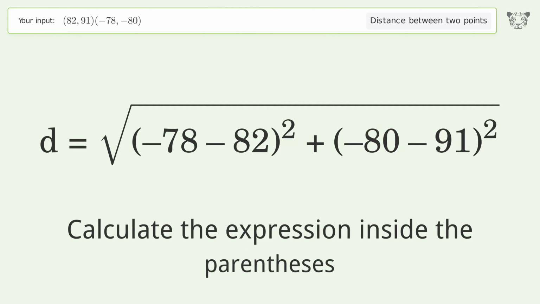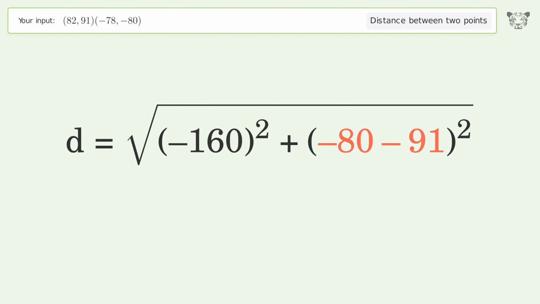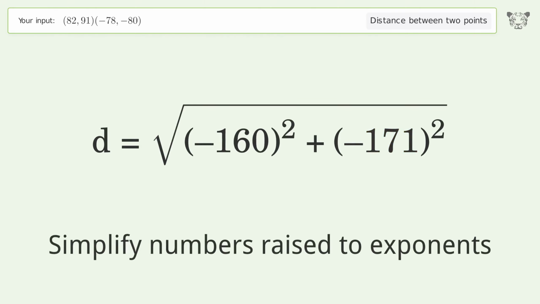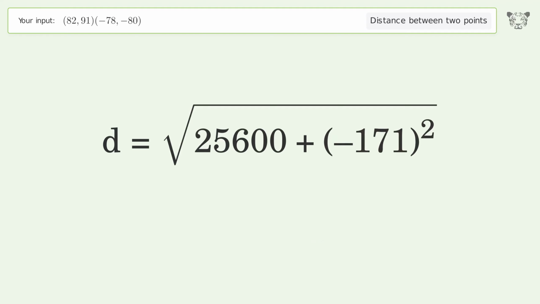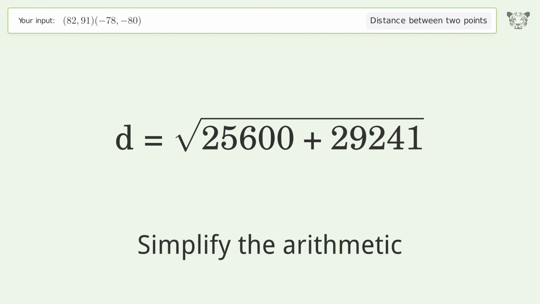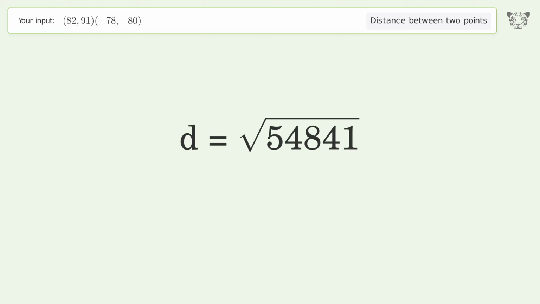Calculate the expression inside the parentheses. Simplify numbers raised to exponents. Simplify the arithmetic. And so the distance between the 2 points is the square root of 54,841, or 234.182.